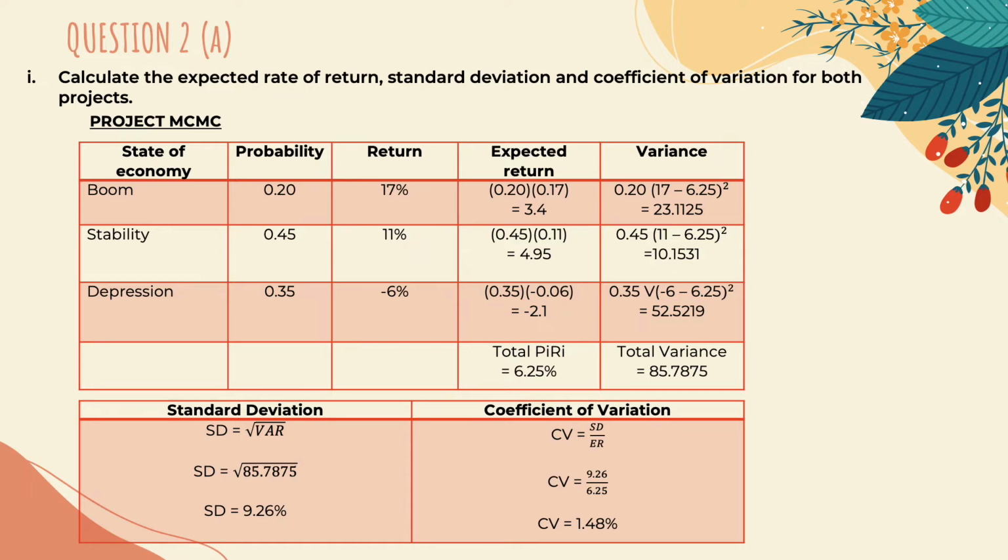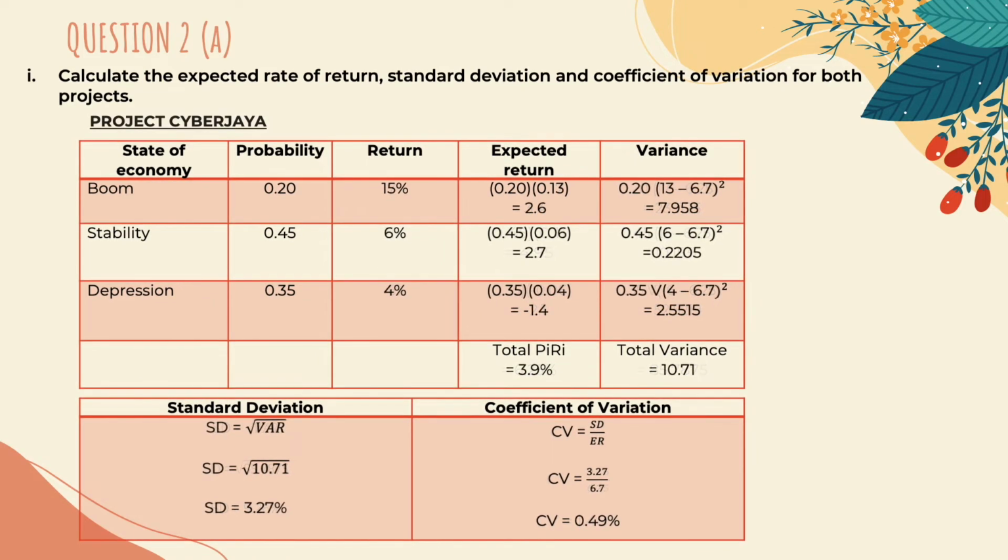Then calculate the total variance by adding all the variances. For standard deviation, just press on your calculator the square root of variance and you will get 9.26%. For coefficient of variation, divide the standard deviation by expected return and you will get 1.48%. For project Cyberjaya, the calculation is just the same as project MCMC.